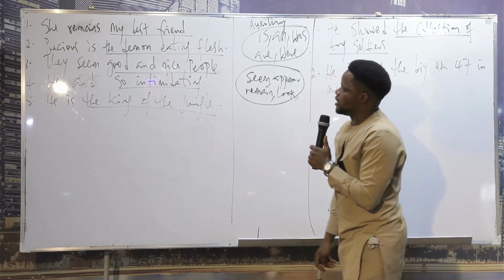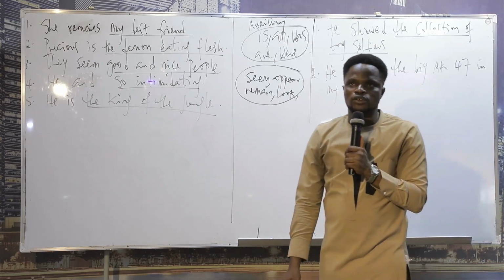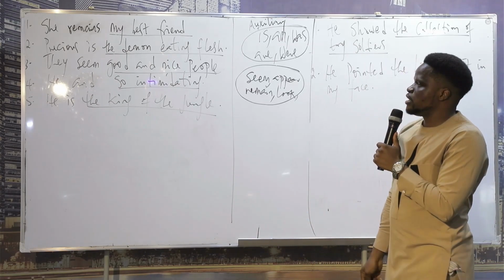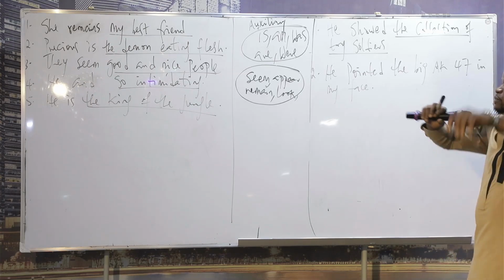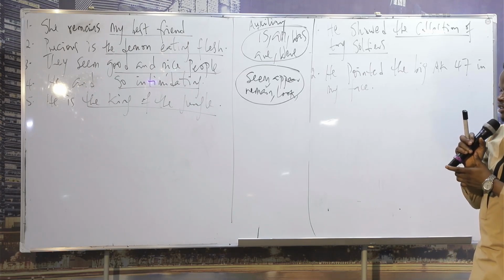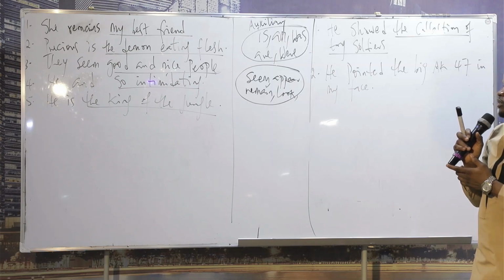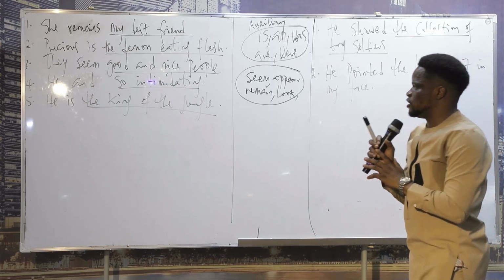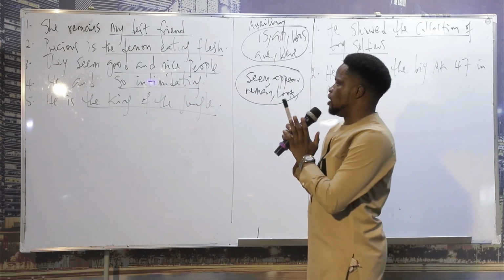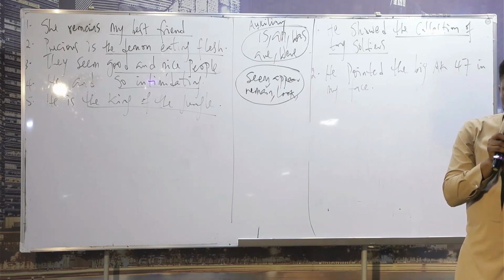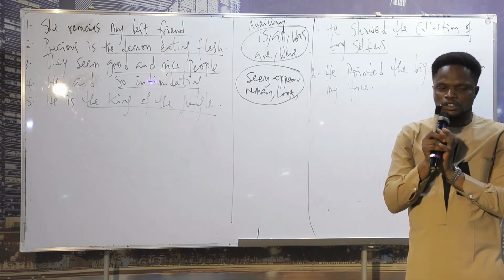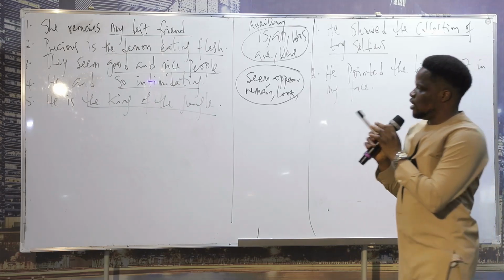They seem good and nice people. What question will it ask you? They seem what? What will be your answer? Good and nice people. Is there any verb in the underline? No verb at all. There is no verb at all in the underline. So grammatical name, noun phrase; grammatical function, complement of what? Same. Complement of "seem".